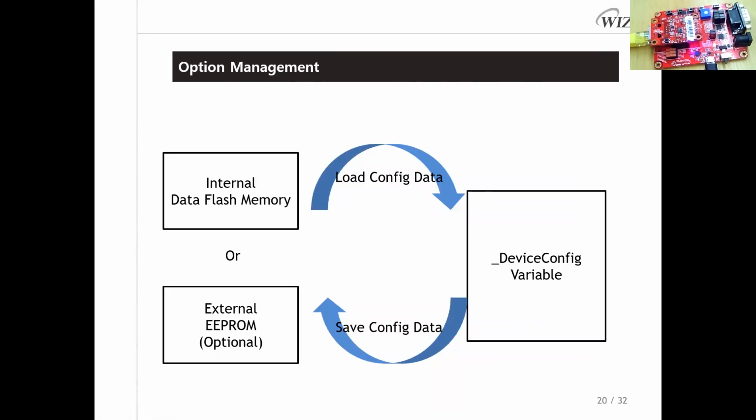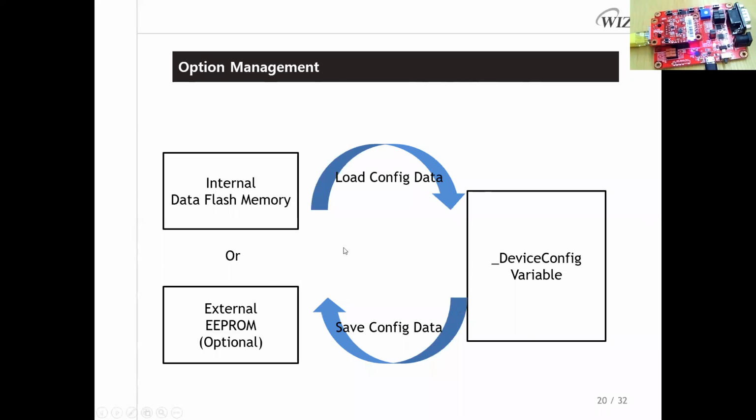A serial to Ethernet converter has various options depending on the user's situation. We use variables of a special data structure to specify which operations are selected. These setting values should be saved in non-volatile data flash memory, so they can be maintained even when power is off. With the 750SR, you can optionally use an external EEPROM, so you can store options in the EEPROM instead.